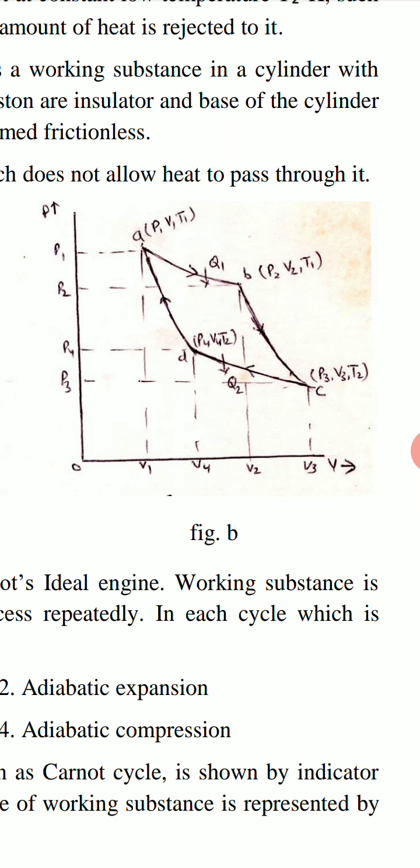This is shown in this curve AB, where volume V is increased from V1 to V2, then pressure P is decreased from P1 to P2. Temperature remains constant, that is T1. So final state B is reached where pressure is P2, volume is V2 and temperature is T1. This is first process, isothermal expansion.